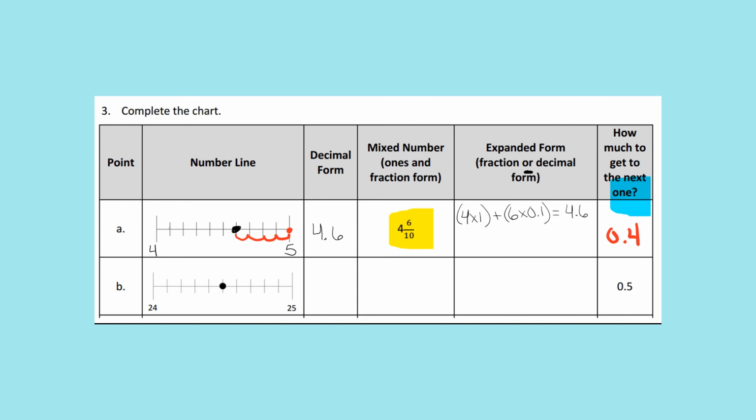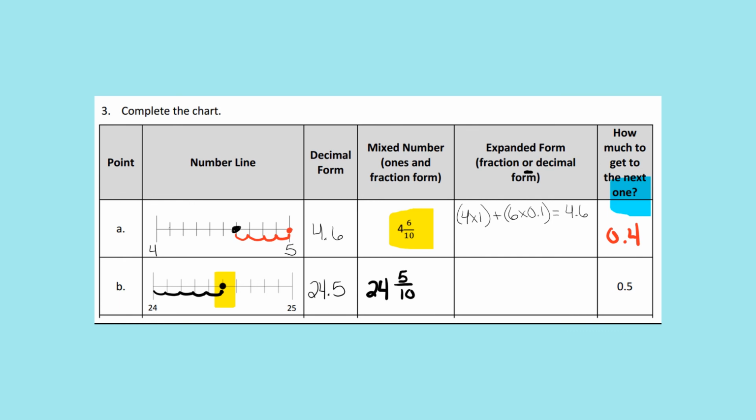Let's try one more. If we look at the number line, there's the point. I have to count over to decide what that is. 1, 2, 3, 4, 5. So I know my number is 24 5/10. Now I'm going to fill in the rest of the boxes. I can write it as a decimal and then do the expanded form. This time I'm going to do it as a fraction.